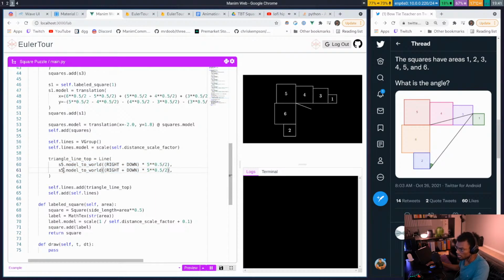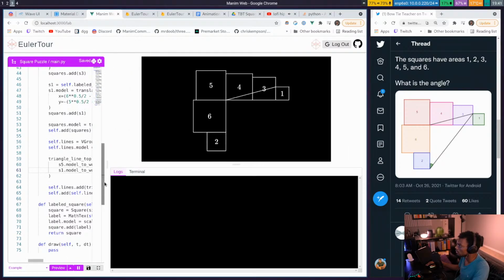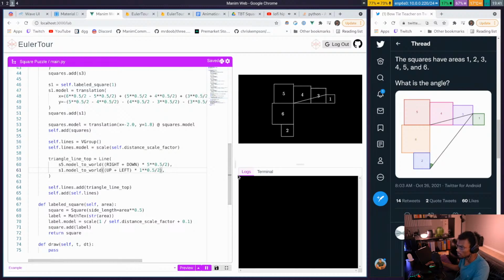Then I want S1. Model to world up plus left times its side length. Great. Nice. Okay, nice. Triangle line top, so that's done.